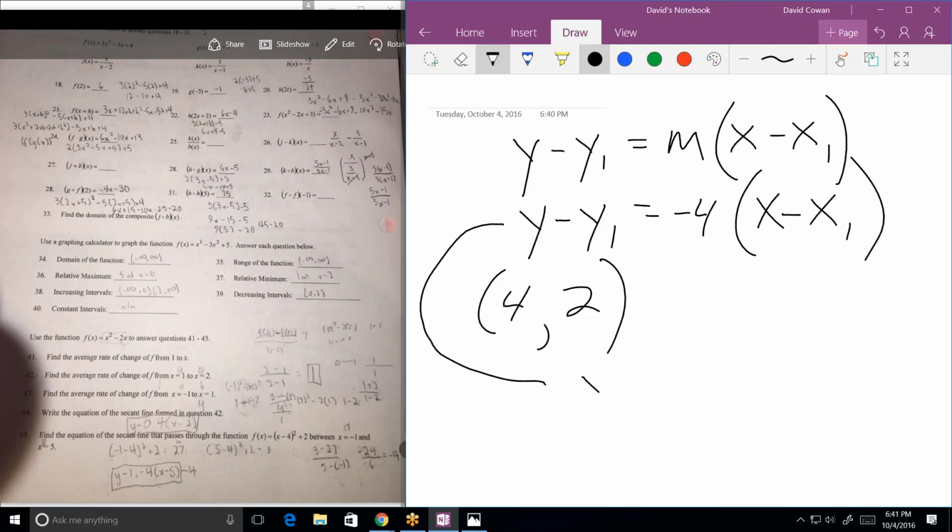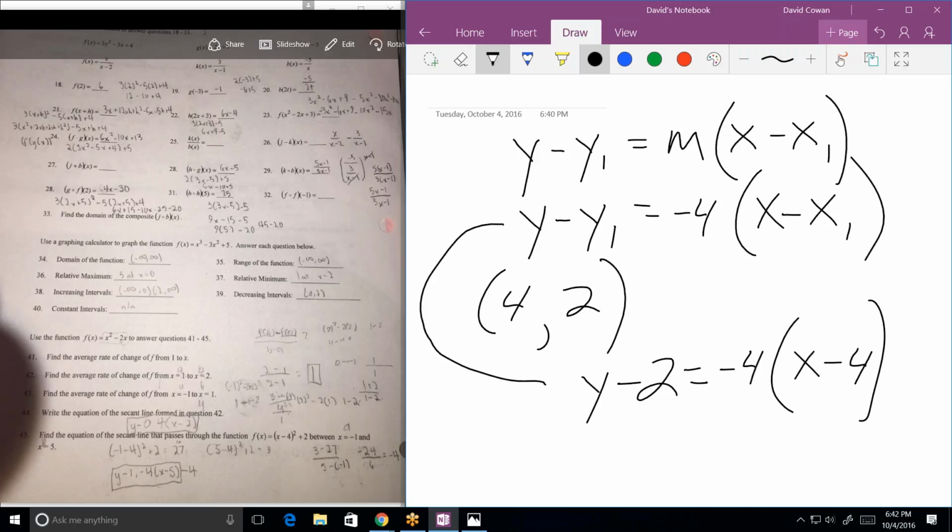So it's y minus 2, not comma, equals. Oh, equals. On an equation of the line. Yeah, sorry, I messed up. -4 parentheses x minus 4. Yeah, and that's the answer.